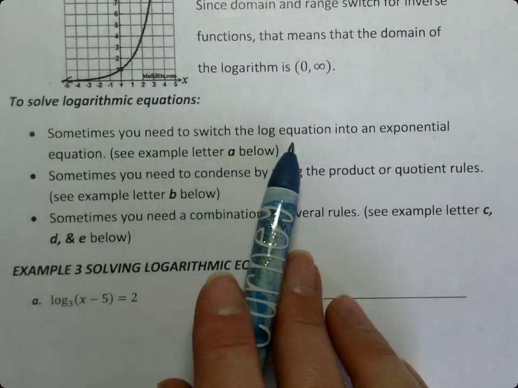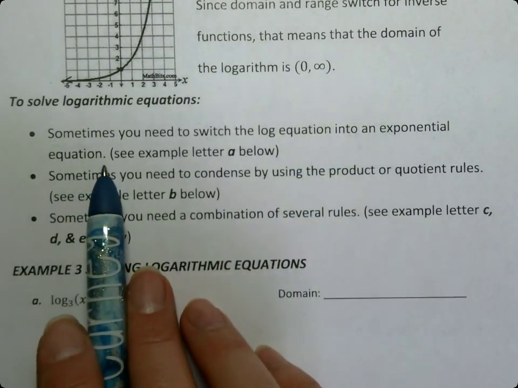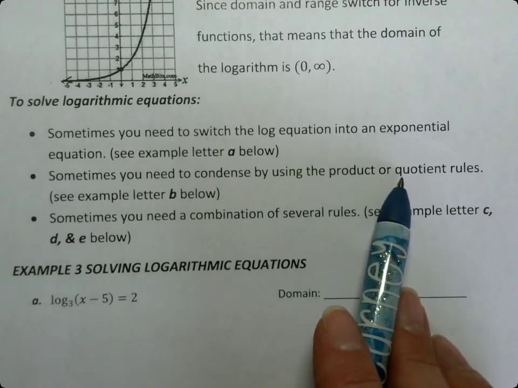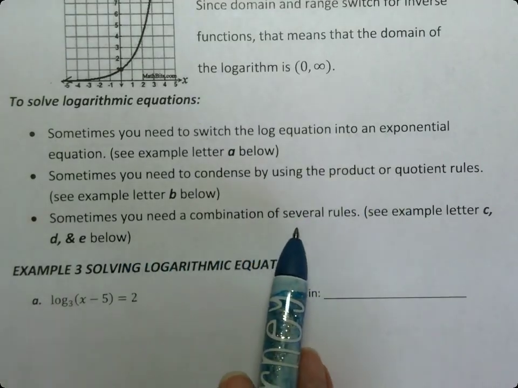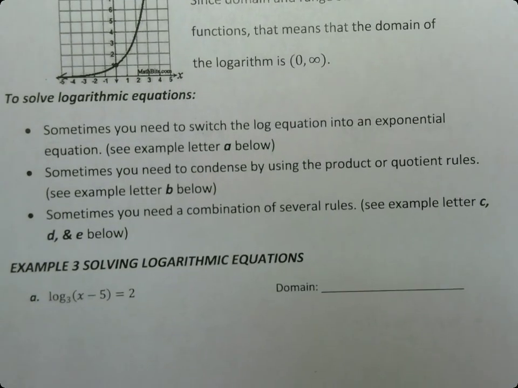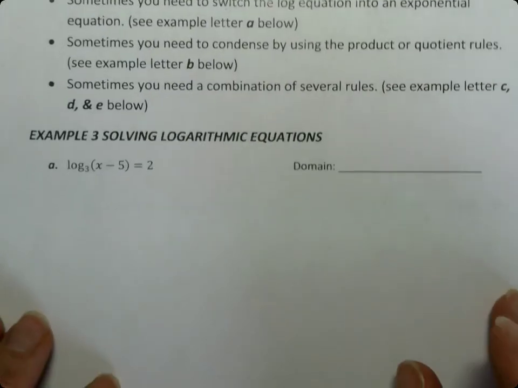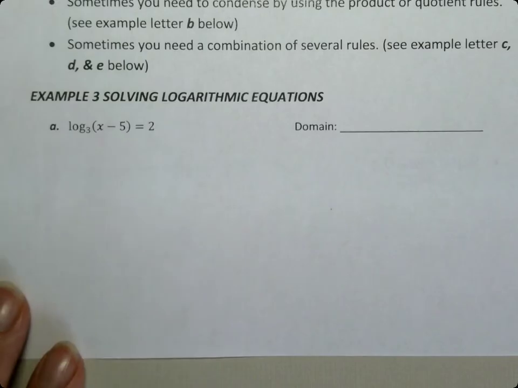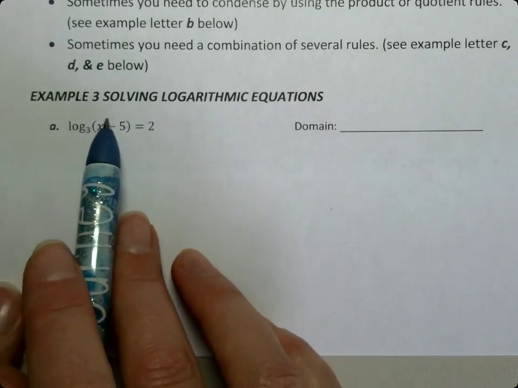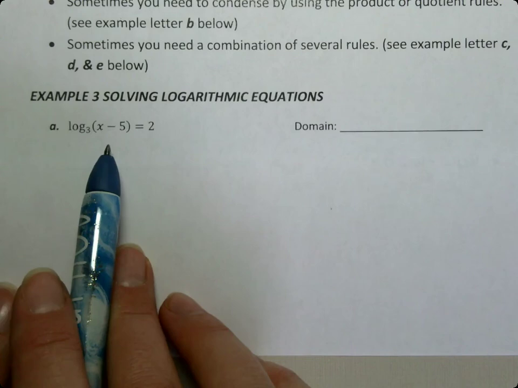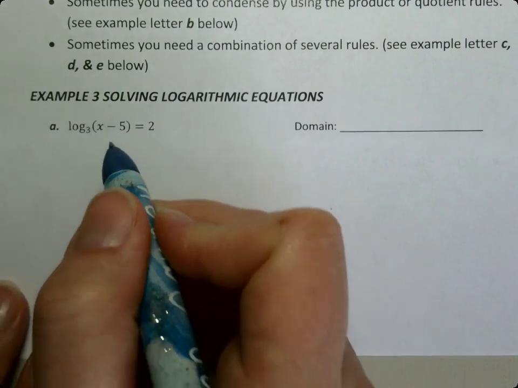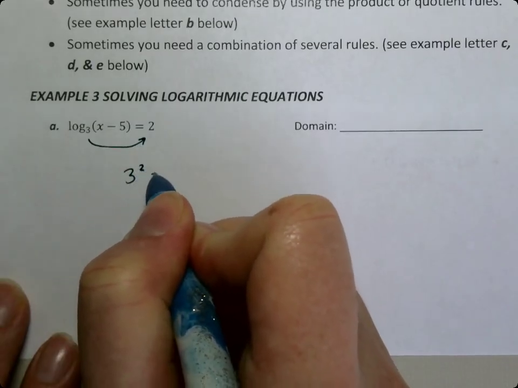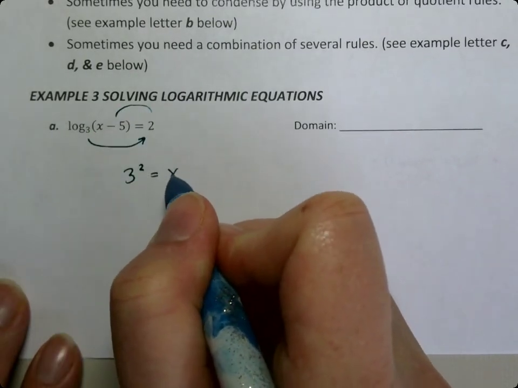Sometimes you need to switch the log equation to an exponential form. Sometimes you have to condense it by using your quotient or product rules. And sometimes you have to do a combination. Look at the first problem here. I have this in logarithmic form: log base 3 of x minus 5 equals 2. I can't put this in the calculator, but if I take it out of logarithmic form, it'd be 3 to the second equals x minus 5.